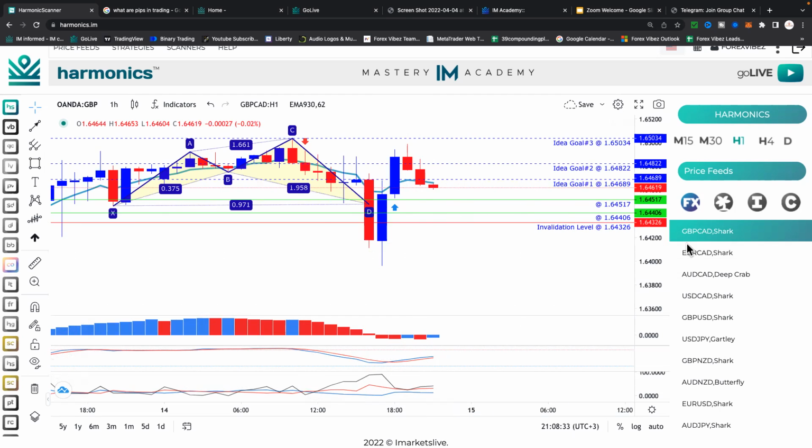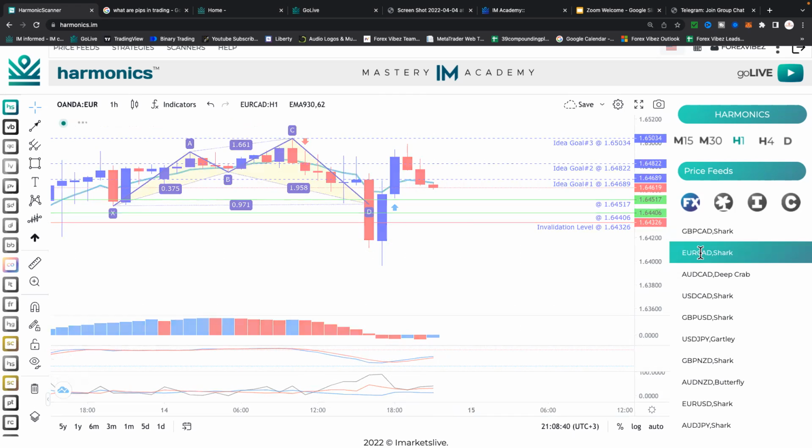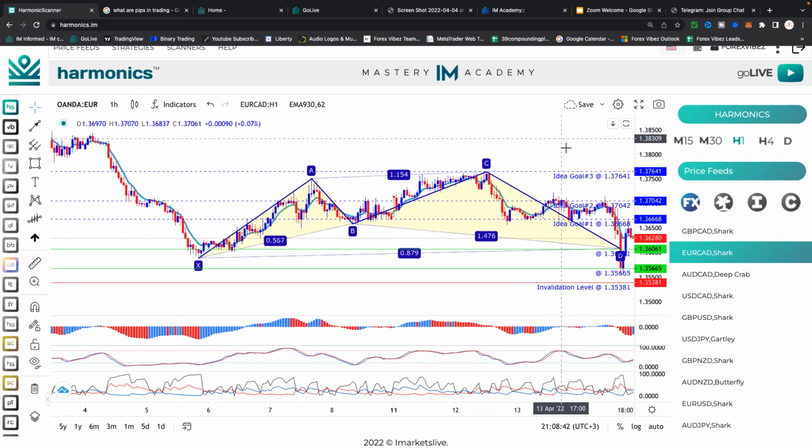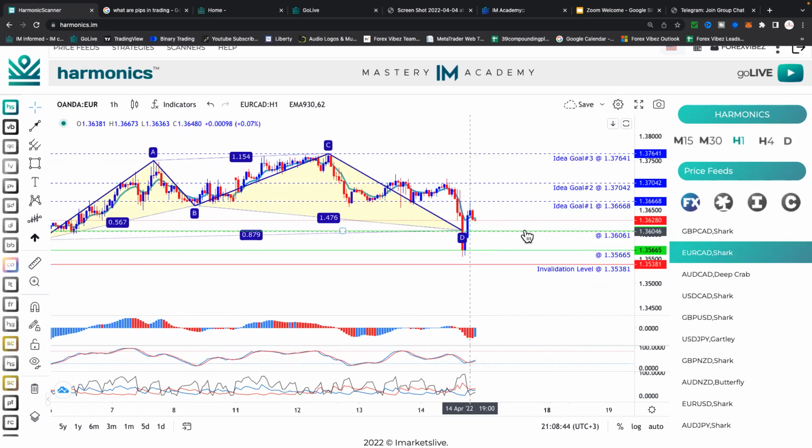So another thing we look over at the scanner, remember I mentioned earlier that we're on a pair of GBP CAD. You see it's highlighted in green. So anytime you want to change a pair, you just click on it, okay? Just click on it. It goes down to the next pair. As you see here, same thing.